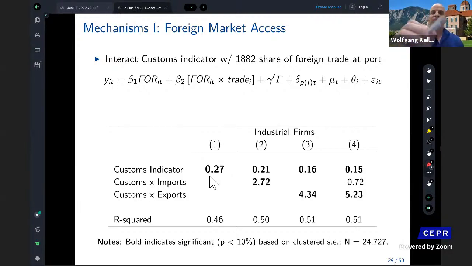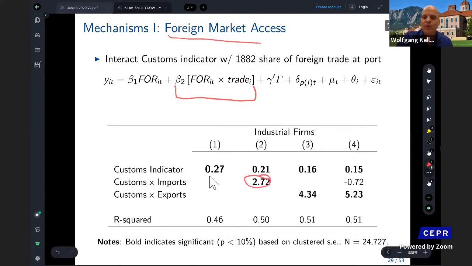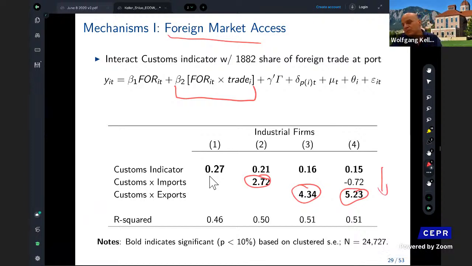So we're expanding. First of all, we look at foreign market access. That was a prime motive. We're doing this by adding a new term where this foreign influence indicator, which is customs right now, is interacted with a measure of trade. And we see from this table that both foreign imports as well as foreign exports matter. In fact, exports matter more in a horse race. It is exporting a relatively high share of a particular customs station in foreign exports that matters. That makes sense. Export capability to sell on world markets.